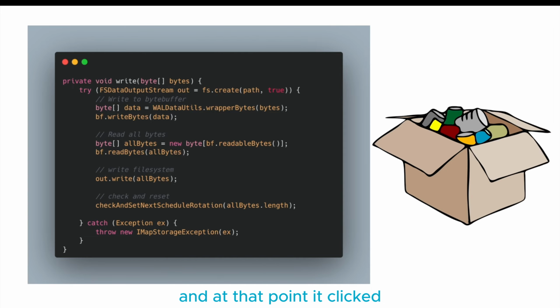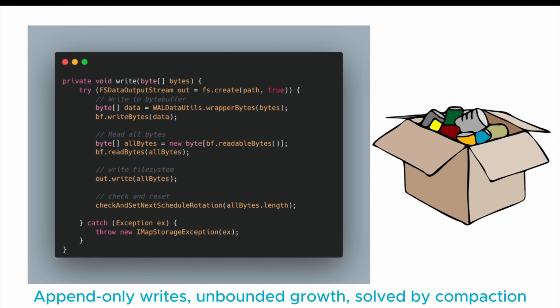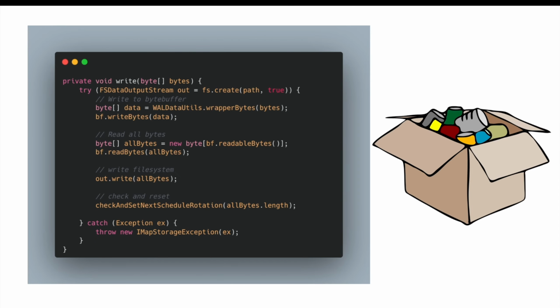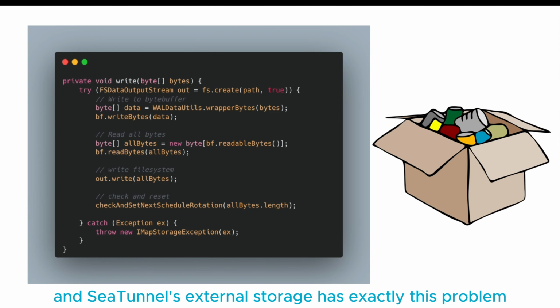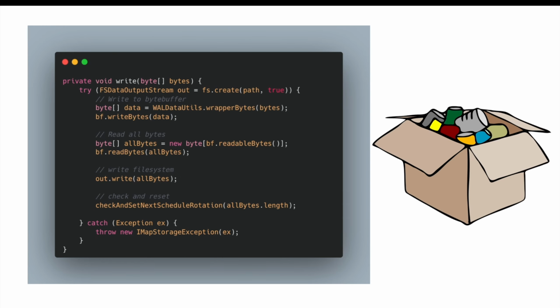And at that point it clicked. I just read about this exact pattern in DDIA. Append only write, unbounded growth, solved by compaction. The book describes it as a known, well-understood problem. And SeaTunnel's external storage has exactly this problem right now.